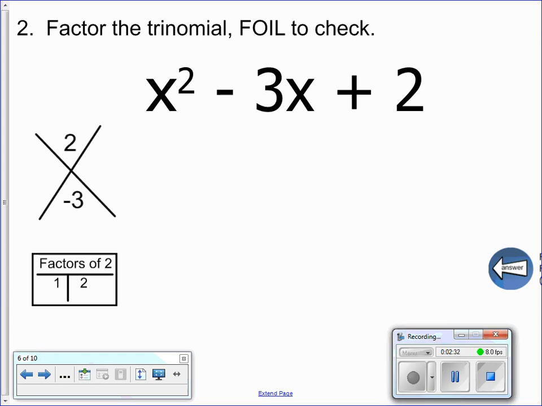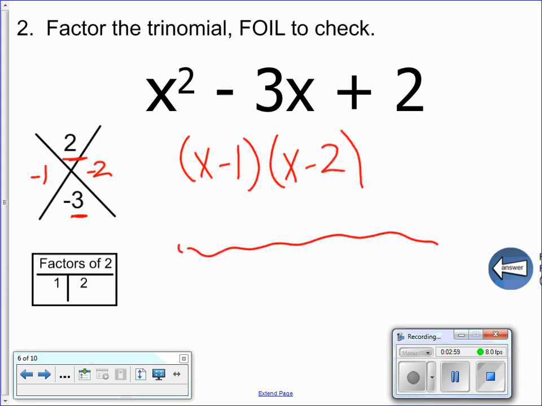All right, we have another one, x squared minus 3x plus 2. We're looking for what two numbers multiply together to equal 2 and add together to equal negative 3. Well, the only factors of 2 are 1 and 2, but when I add those together, it's 3. So then this has to be negative 1 and negative 2. So that would be x minus 1, x minus 2.